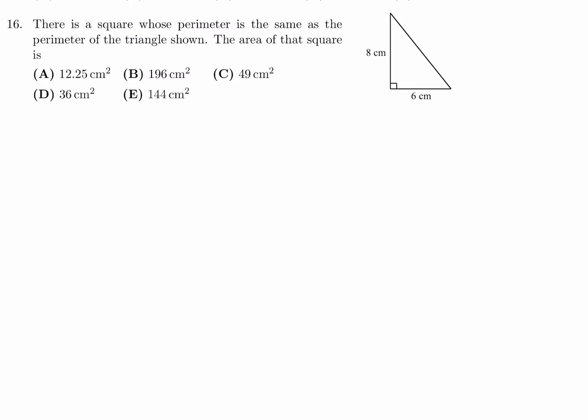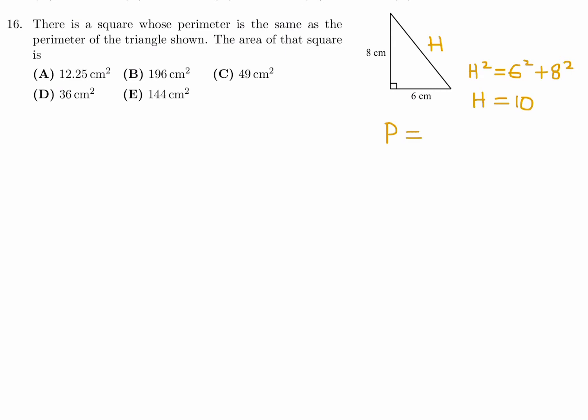There is a square whose perimeter is the same as the perimeter of the triangle shown. The area of that square is. Well, first we need to figure out the perimeter of this triangle. Using Pythagoras, you can easily figure out this hypotenuse. h squared is equal to 6 squared plus 8 squared. So that gives you h is equal to 10.